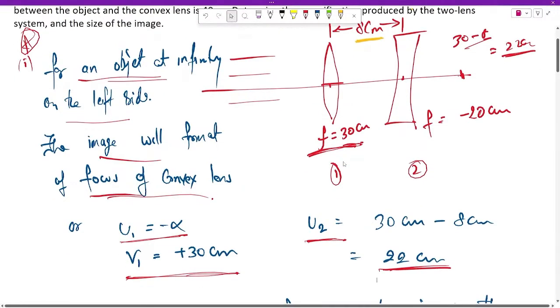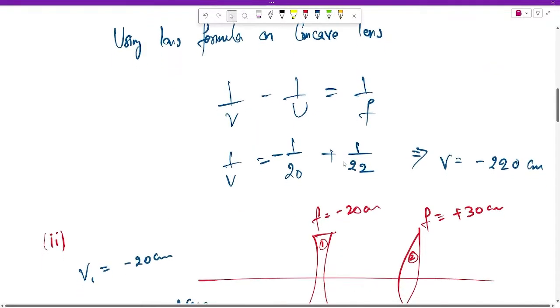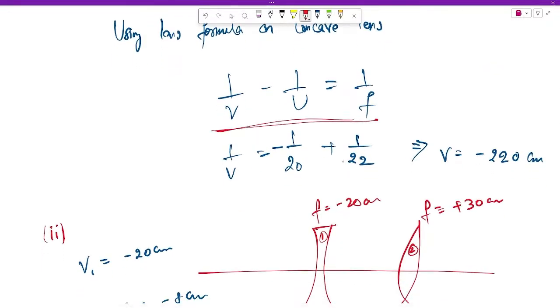Now using the lens formula for this second lens, we can find out the value of its v, that is the image formation, the position of the image. So using this lens formula for this concave lens, we can write 1 by v equals to 1 by f plus 1 by u, and 1 by u is 1 by 22 centimeter, and 1 by f is 1 by minus of 20 centimeter, because the focal length is given as 20 centimeter, and since it is a concave lens, we can write it as minus 20. So calculating this, we will get a value of v as minus 220 centimeter.